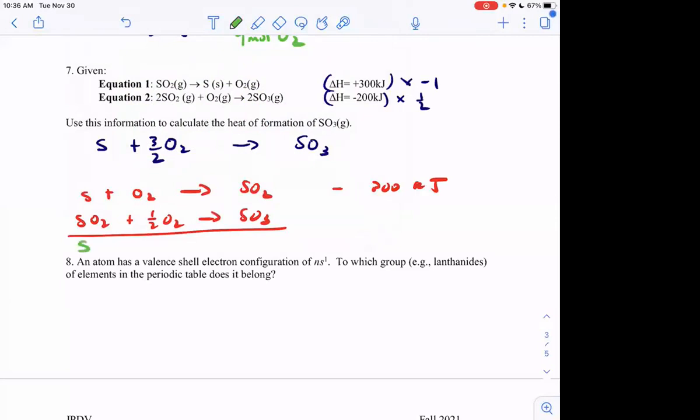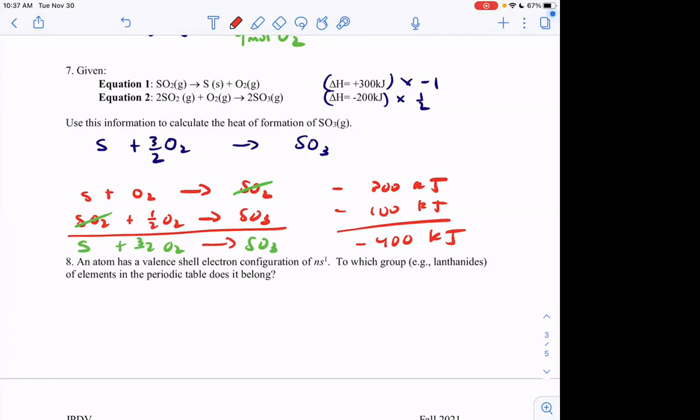There's the sulfur coming down. The SO2 cancels out. SO3 comes down, and 2/2 and 1/2 gives me 3/2. I didn't write the number out here, but since we multiplied it by 1/2, we now have negative 100 kilojoules. And then our answer is negative 400 kilojoules for the formation reaction for SO3.